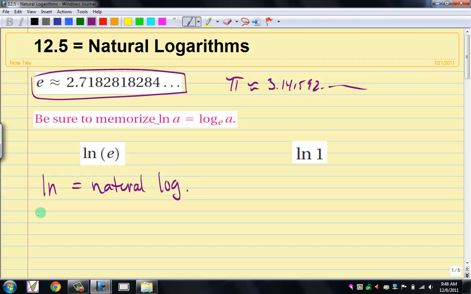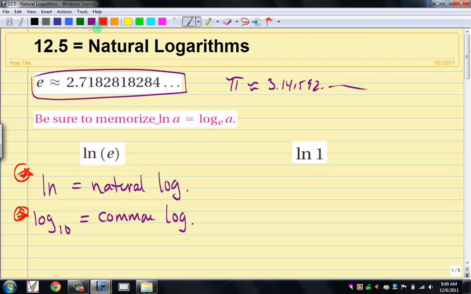I also want to give you this. Log base 10 is called the common logarithm. It's probably called the common logarithm because our number system is a base 10 system, and so log base 10 is common to our number system. So these are two very important ideas.